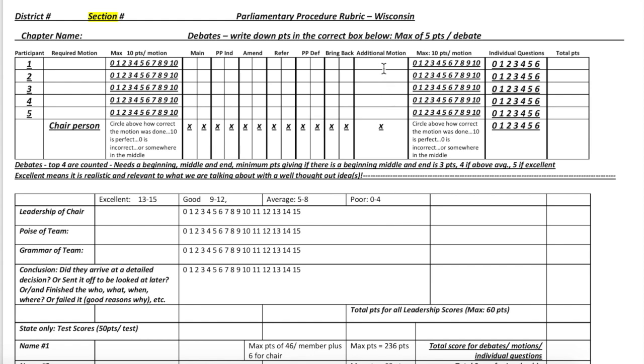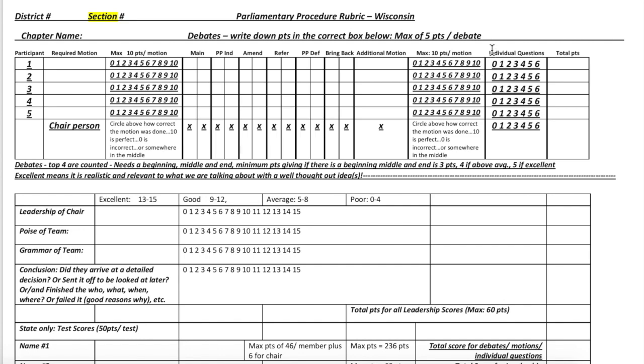So when the second person decides what their additional motion is, let's say it's recess, that will go in this box. You write recess, and then you'll score it 0 to 10. 10, they did absolutely perfect, makes sense, it follows Robert's rules, was done at the correct time, used the correct wording, all of that will be scored and put in their box from 0 to 10.